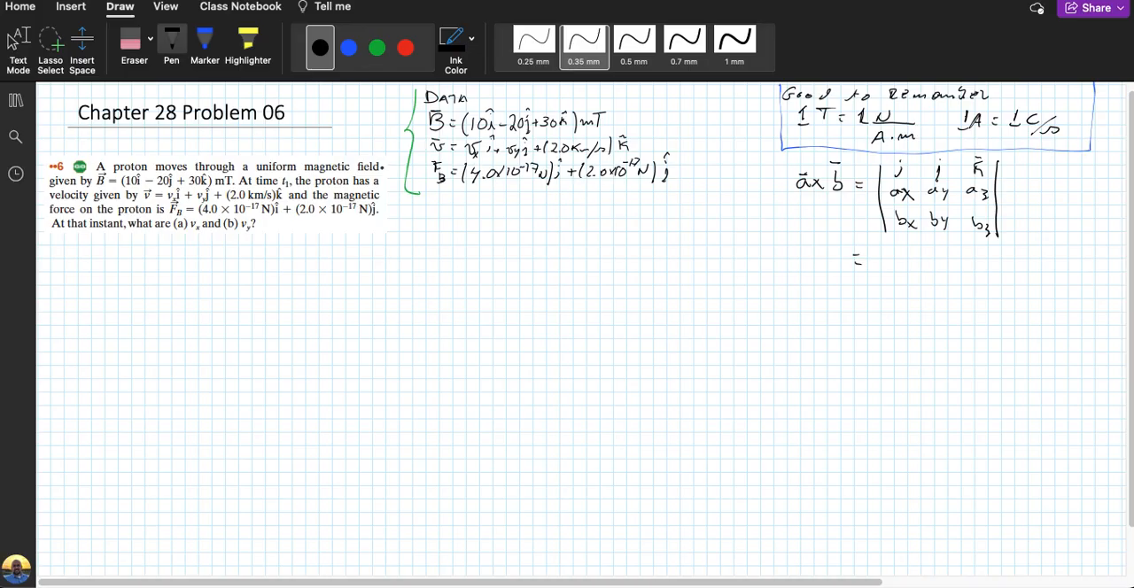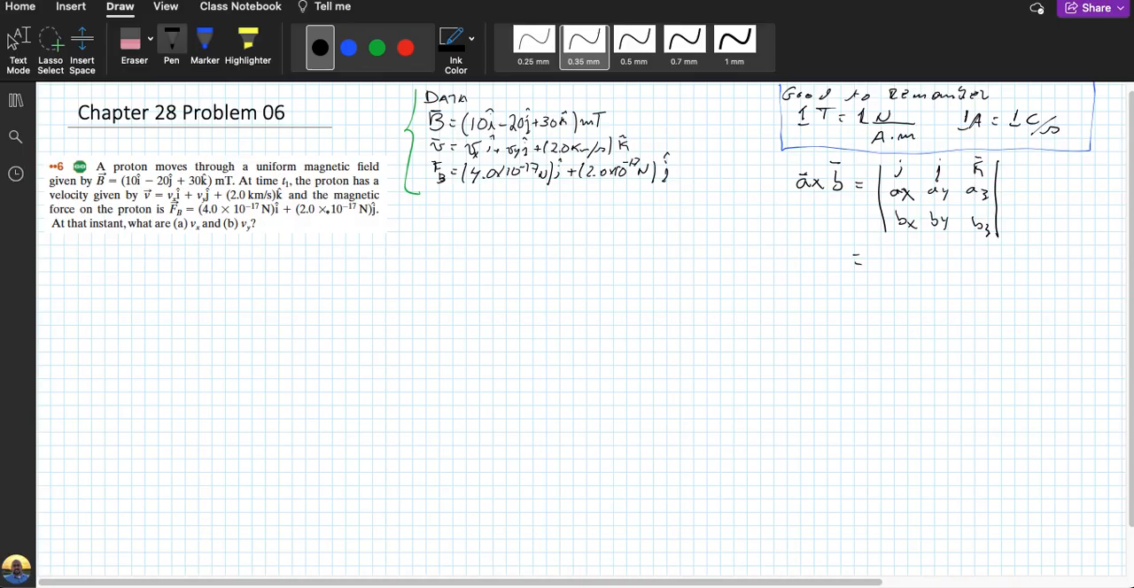And as you can see here, a proton moves through a uniform magnetic field given by B equals 10i minus 20j plus 30k milliteslas. At time t1, the proton has a velocity given by this vector here. You can see that we don't have Vx or Vy, but we do have Vz.